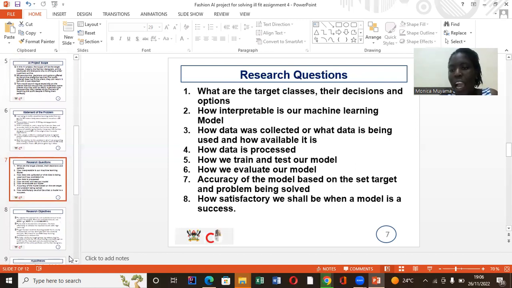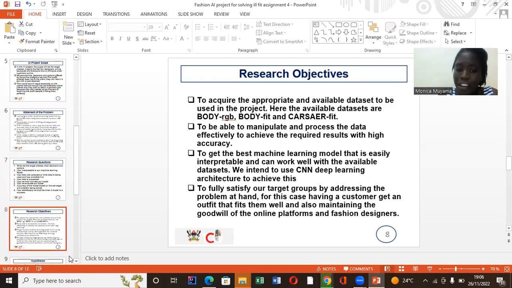So during this project, we had some research questions as the basis of our analysis. The research questions were: what are our target classes, their decisions and their options; how interpretable is our machine learning model; how data was collected, what data is being used and how available it is; how data is processed; how we train and test our model; how we evaluate our model, the accuracy of the model based on the set target and problem being solved; and how satisfied we shall be when the model is a success. Then the research objectives.